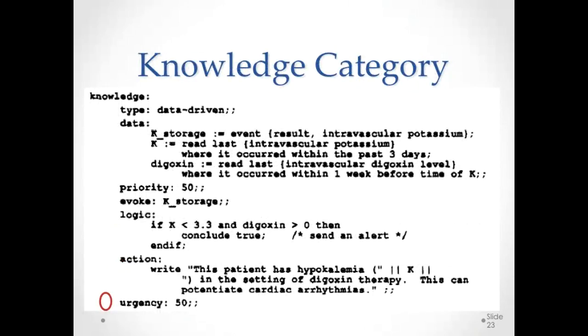And then the knowledge category is kind of the business end. So this is where the algorithm is. All that other stuff helps us manage the medical logic module. The knowledge category really tells us the algorithm. And so it lists the data for the potassium storage, and then it says it's an event, and then in the curly brackets, this is probably the most famous part of the Arden syntax.